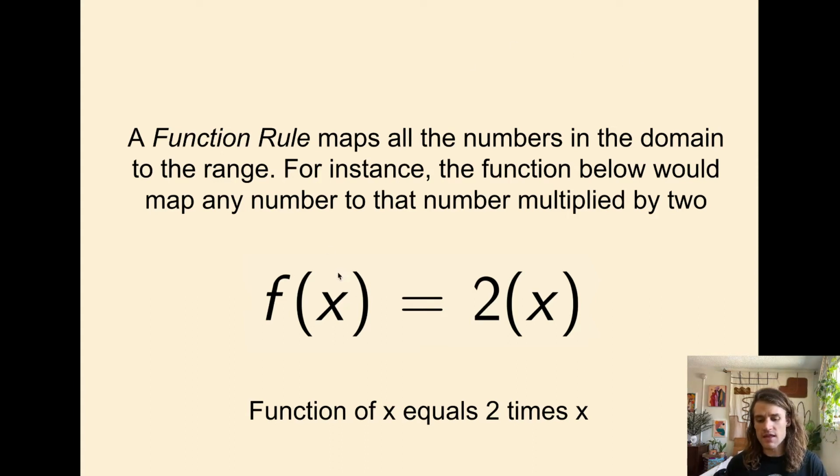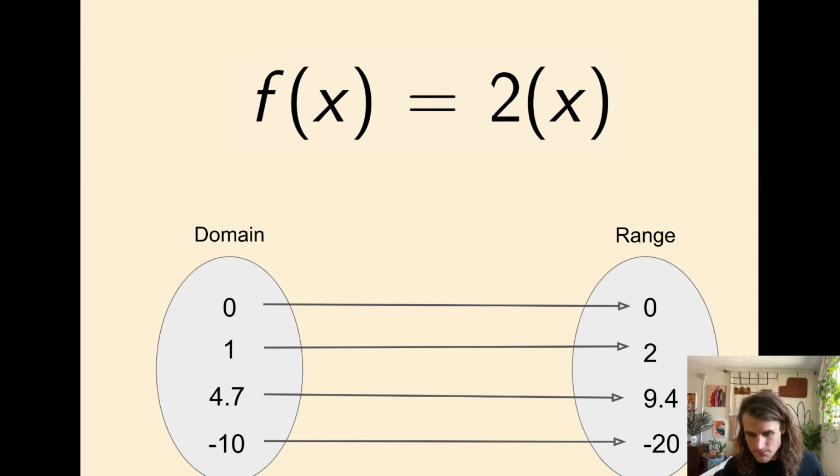Note that the f and the x are not being multiplied together. That's a separate thing. It's called function notation. And you would read it, function of x equals 2 times x. Okay, so here we have this function, f of x equals 2x. And you can see some domain and range values that I've computed.